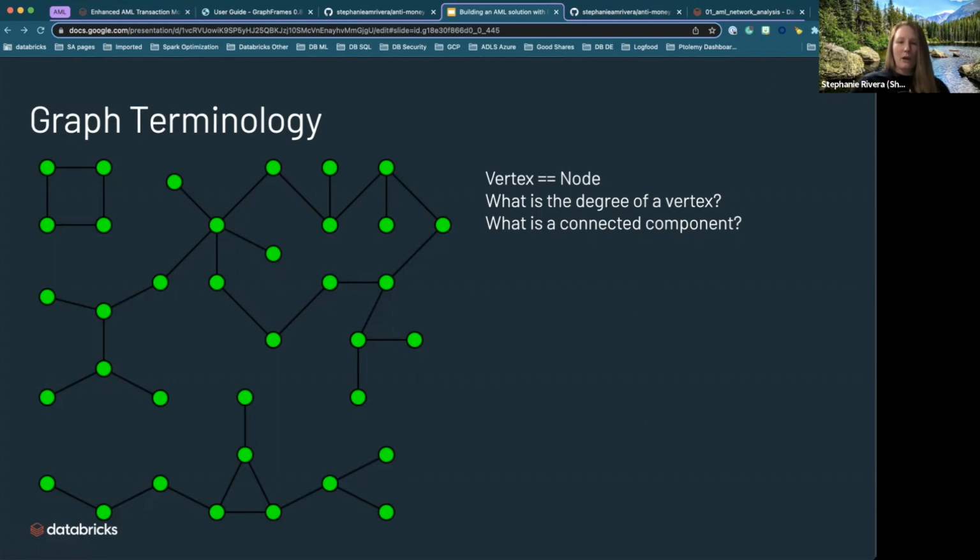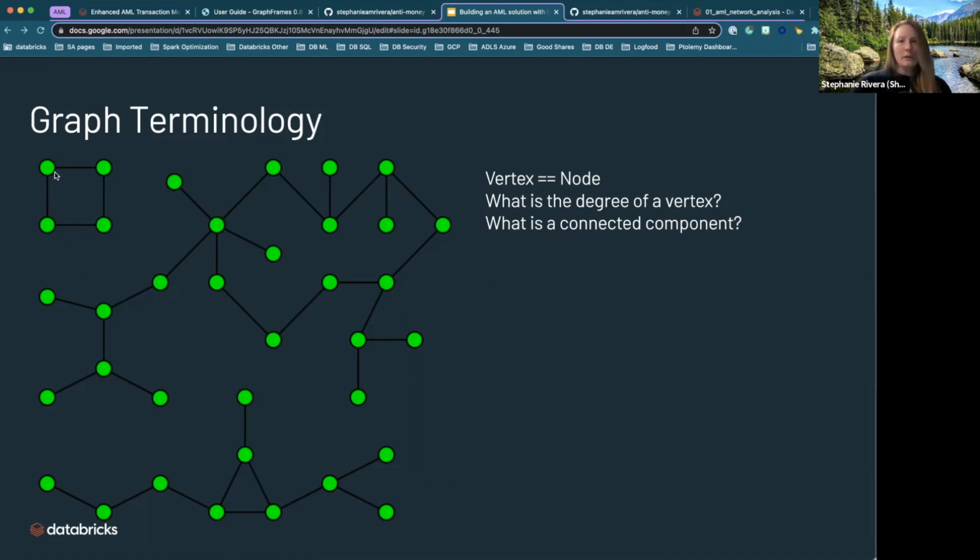The degree of a vertex is the number of edges that are connected to it. So in the top up here, you've got several that are out by themselves. Those would have a degree of 1. If they have more edges, of course, they have a higher degree.